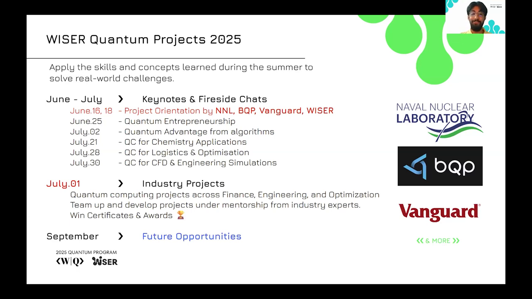All three are very, very amazing organizations, and all three of them would be hosting projects from finance, engineering, optimization, and a few other use cases, which we'll talk about in the next couple of days.